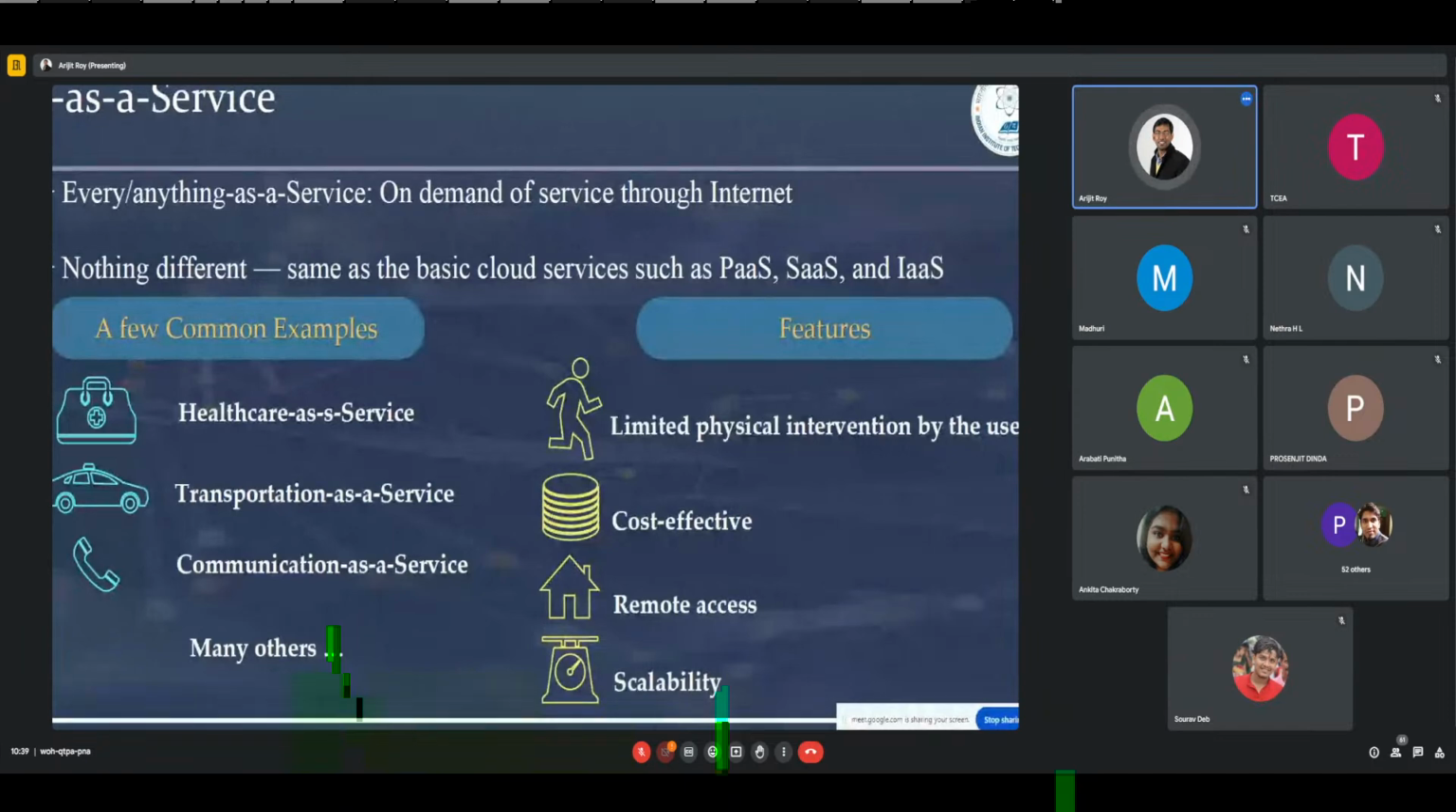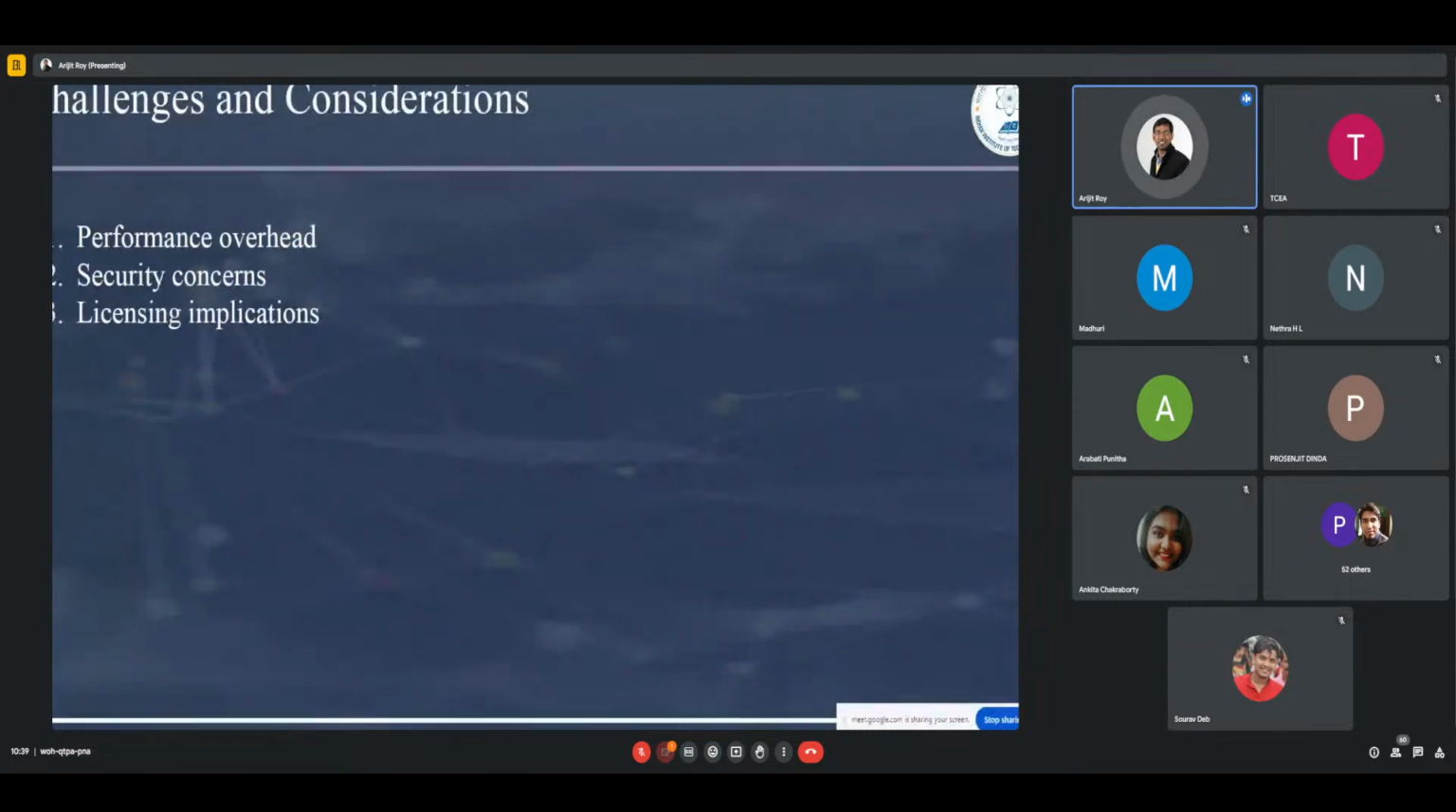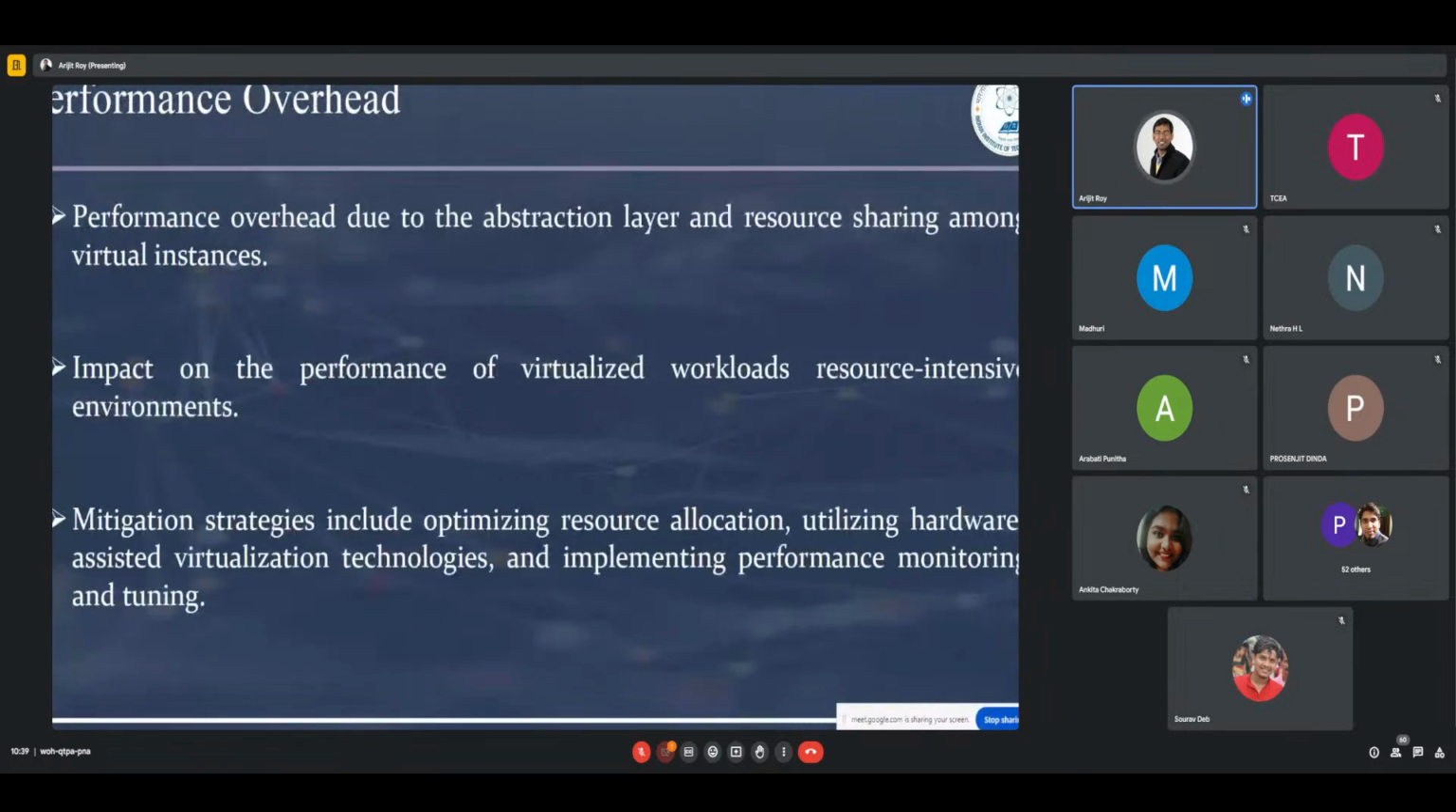These features are there, that's why it is becoming more and more popular. The features are limited physical intervention by the users, cost effectiveness, remote access, and scalability. A few challenges are there: performance overhead, security concern, and licensing implications.